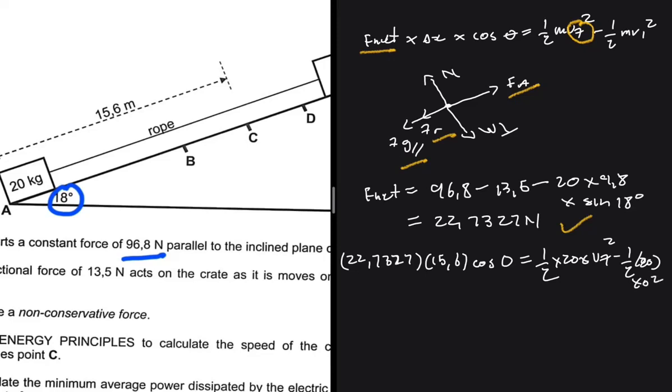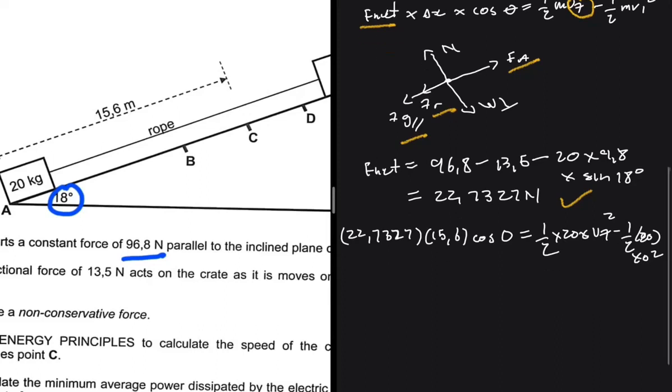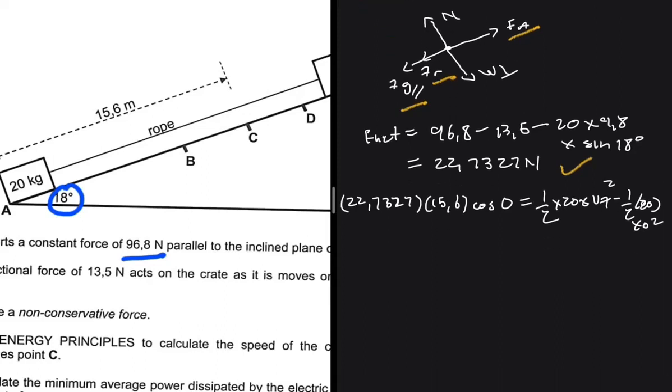So let me just solve the left hand side. 22.7327 multiplied by 15.6 multiplied by 1. What am I getting? I'm getting 354.6301 equals, so I have multiplied by 20, that will be 10, and then we have vf squared.